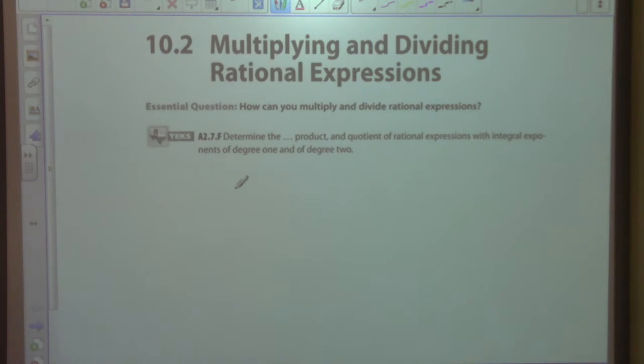Good to hear reports about Jay from the SAT today, but we're going to go ahead and work on section 10.2, multiplying and dividing rational expressions. Section 10.2 is a follow-up to section 10.1, which was adding and subtracting rational expressions. So says the essential question, how can you multiply and divide rational expressions? We're going to work on that today.